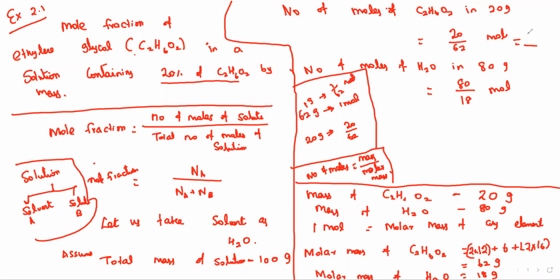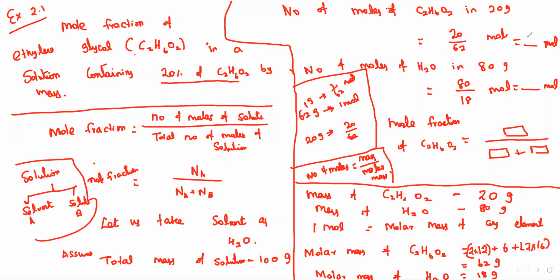And you can find the fraction. Then now you can find the mole fraction of C2H6O2. Here you found one value, plus here you will find one value. If I call this A and this B, then this should be A by A plus B. That you have to find. Now find the values 20 by 62 and 80 by 18 and substitute here. Tell me the final answer.